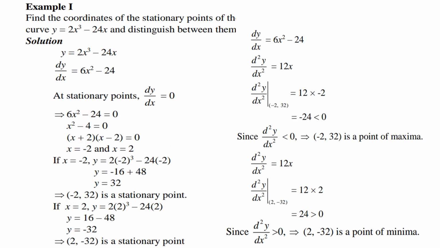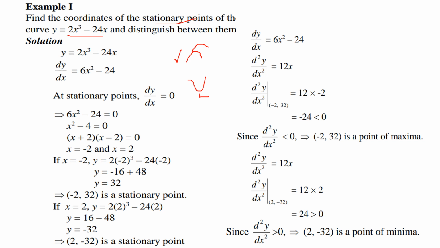In the first example, you are going to find the coordinates of the stationary points of the curve represented by y equals 2x cubed minus 24x, and then we distinguish between them. We distinguish whether it's a maximum point, which is like this, or a minimum point. First of all, remember that we identify maximum and minimum points by finding second derivatives.